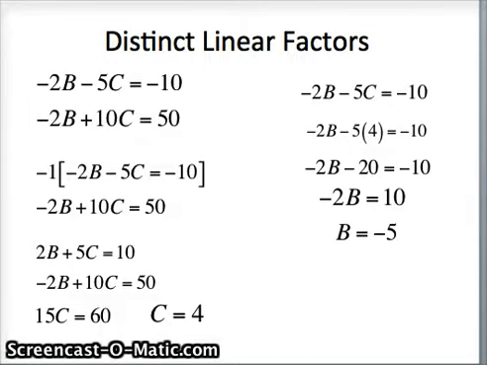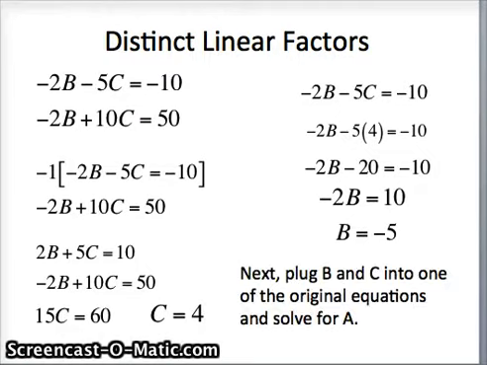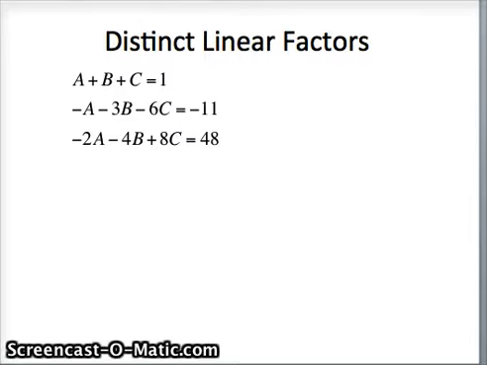So what's our next move? We have b and c. We had 3 equations and 3 unknowns. I'm going to pick one of those equations, plug in b and c, and solve for a. So what were those original equations? Here they are. I can pick any one of them. I know what b and c are. I'm going to plug b and c into one of them to solve for a. But it doesn't matter which one you choose, you'll get the same a in each case.